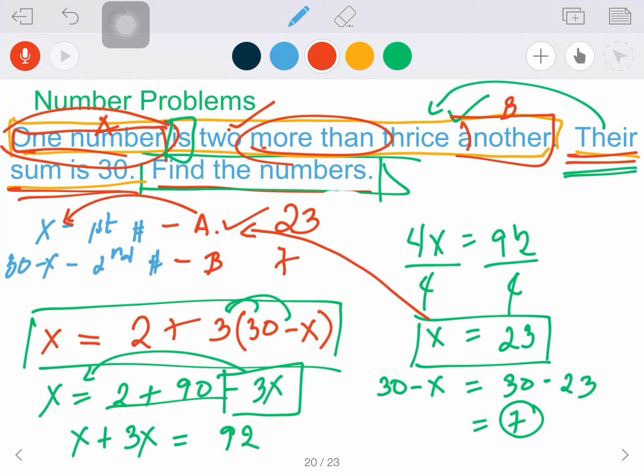So we're done solving, but we have to prove that our answers are correct. They should satisfy the two statements. It says one number is 2 more than thrice another, so the bigger number is 2 more than thrice the smaller. If I multiply 7 by 3, that's 21, plus 2 is 23. That's correct. And the second statement, very obvious: their sum is equal to 30, and indeed, 23 plus 7 is equal to 30. It satisfied both statements. Therefore, our answer is correct.